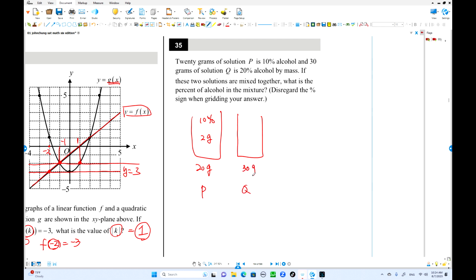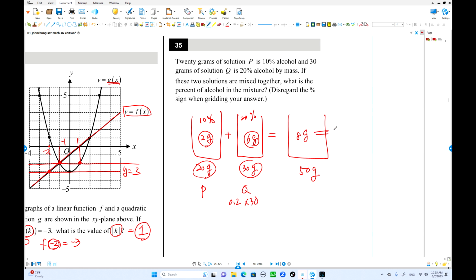Solution Q is 30 grams. But out of this 30, 20%, 0.2, right? So 0.2 times 30 is what? 6 grams. And this is alcohol when they mix up. But the total volume doesn't change, okay? 20 grams, 30 grams, 50 grams. But what is the sum of alcohol? 8 grams. So what is the percent of the solution?